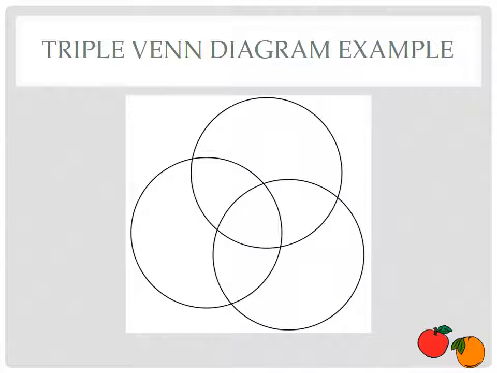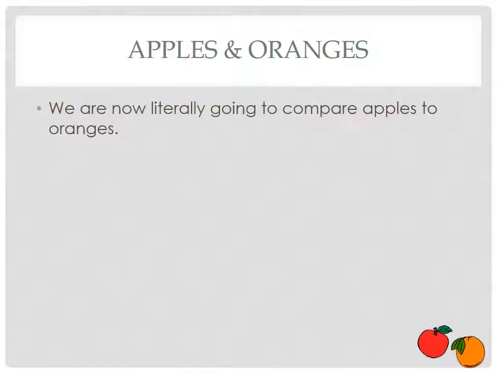Here is an example with three, and you can see this part is where all three are alike. This part is where only those two are alike. That part's where only those two are alike, and so on. You can kind of see how more than three would start to get cumbersome.